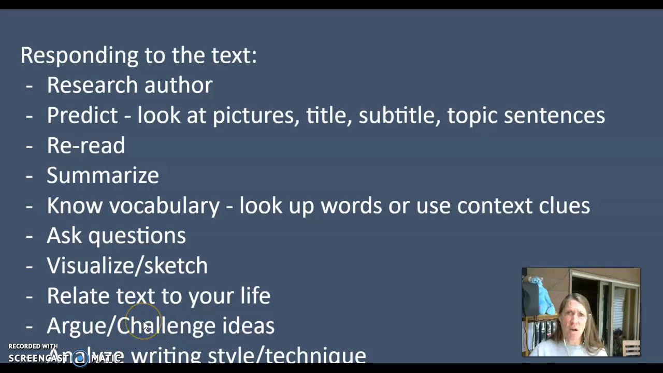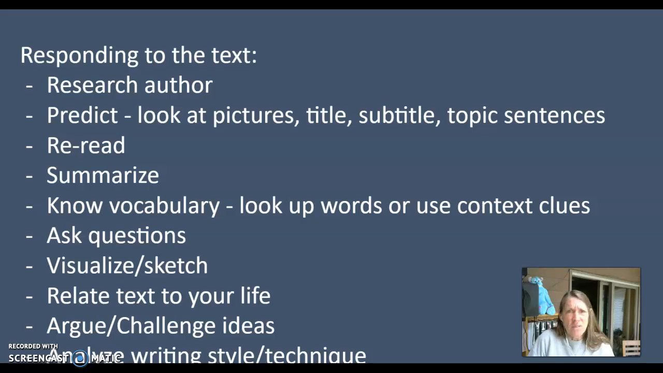Argue or challenge the author's ideas. What kind of sources does this person have? Do they even have any sources? If they have hyperlinks in their text, if you're reading online, that's showing their sources. I had a student one time say, well, they underline stuff. And I'm like, yeah, because those are the hyperlinks, and it takes them to your source. It's like having a reference page at the end. So what kind of sources do they have?